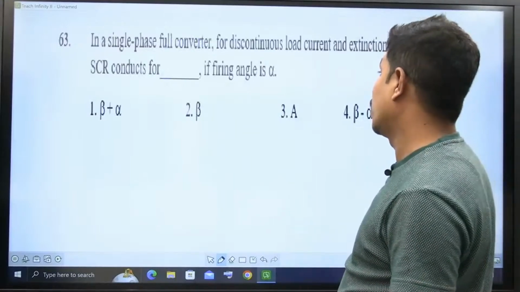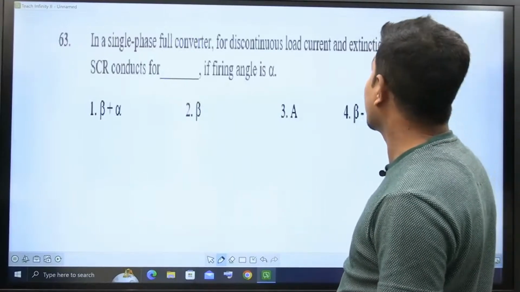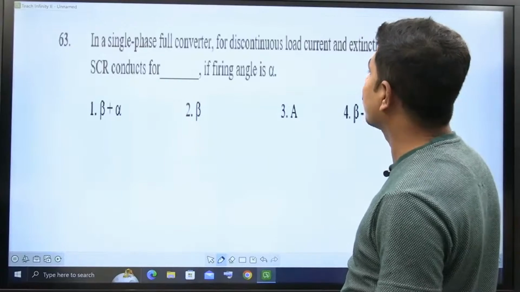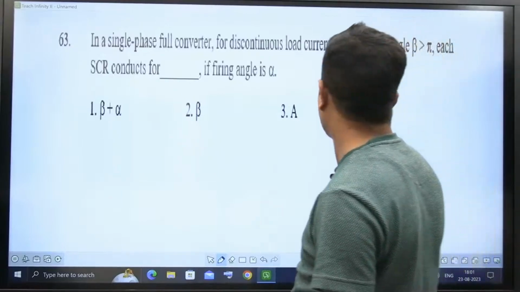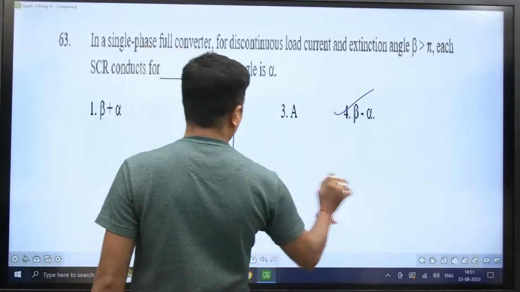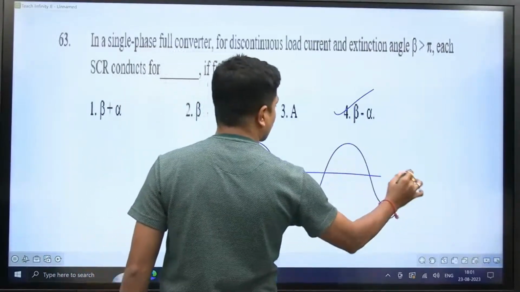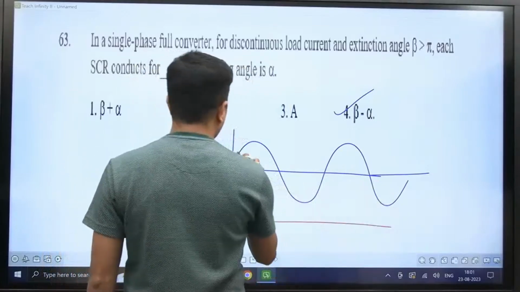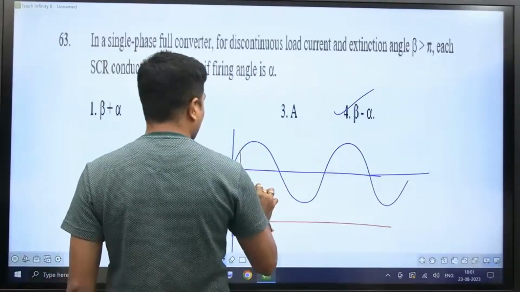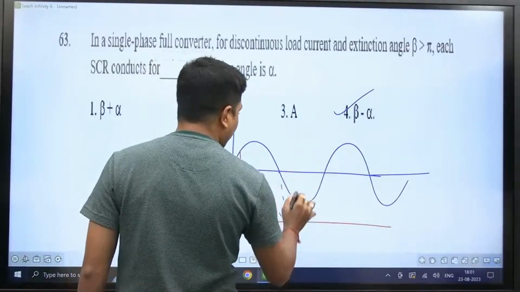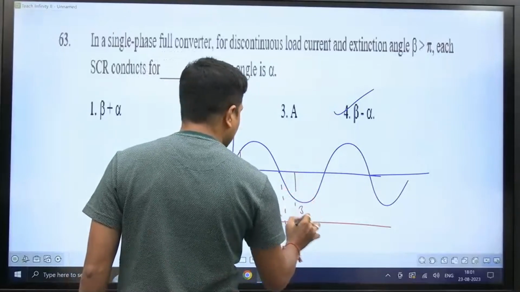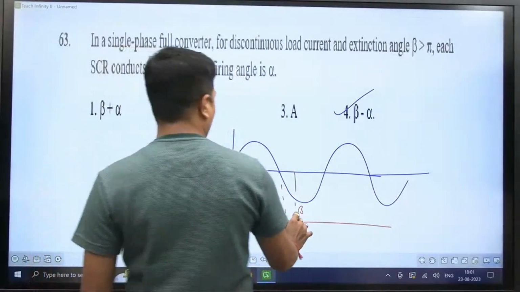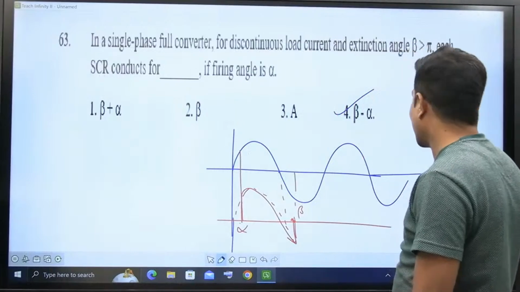In a single phase full converter for discontinuous load current and extinction angle beta greater than pi, each SCR conducts for dash if firing angle is alpha. Beta minus alpha. See, I'll write. This is the source voltage. He's saying discontinuous conduction. So he is giving firing angle alpha. Beta is greater than pi. Suppose I take this as beta, now this is the entire conduction. Now this is alpha. From here to here it is conducting, therefore it is beta minus alpha, right?